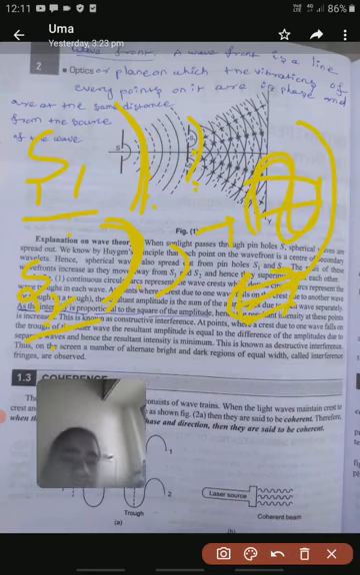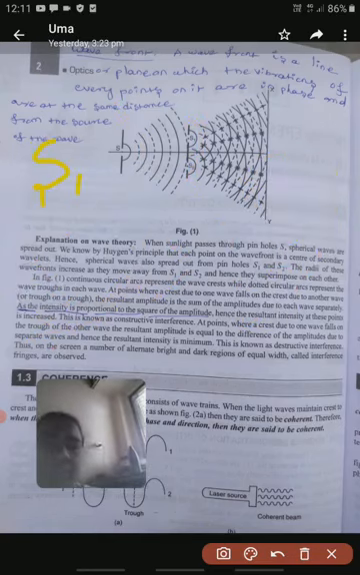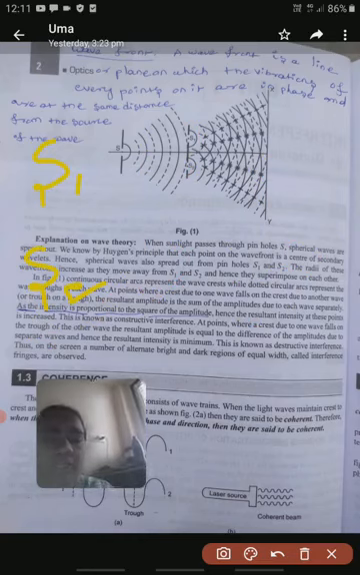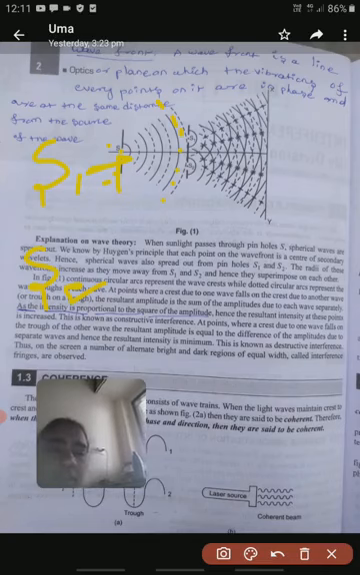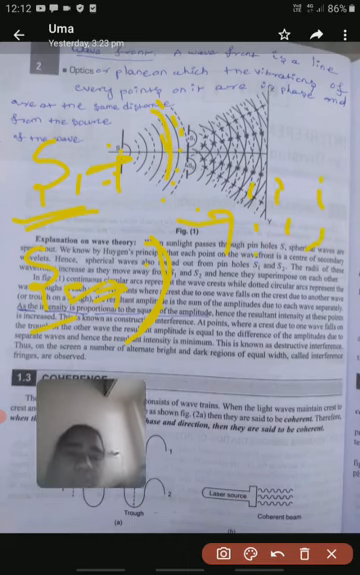Similarly, we take S1 and S2, which are pinholes. The dotted line represents a trough, and the continuous line represents a crest. When the trough from S1 and the crest from S2 coincide and superimpose each other, we get low intensity light. This type of interference we call destructive interference.